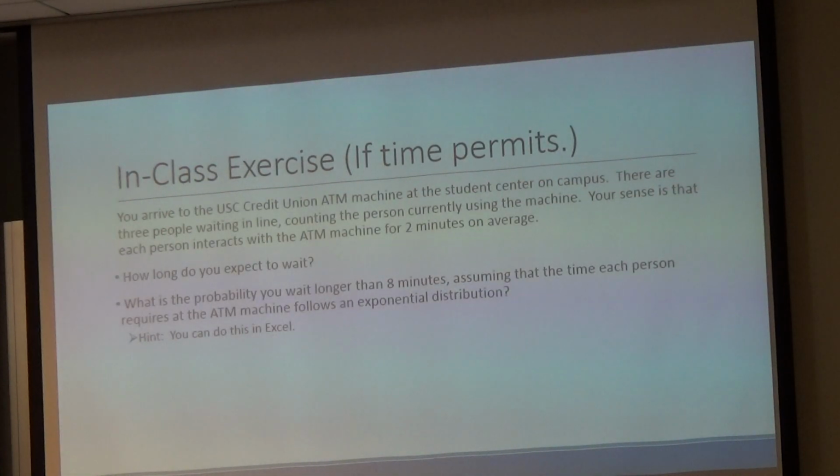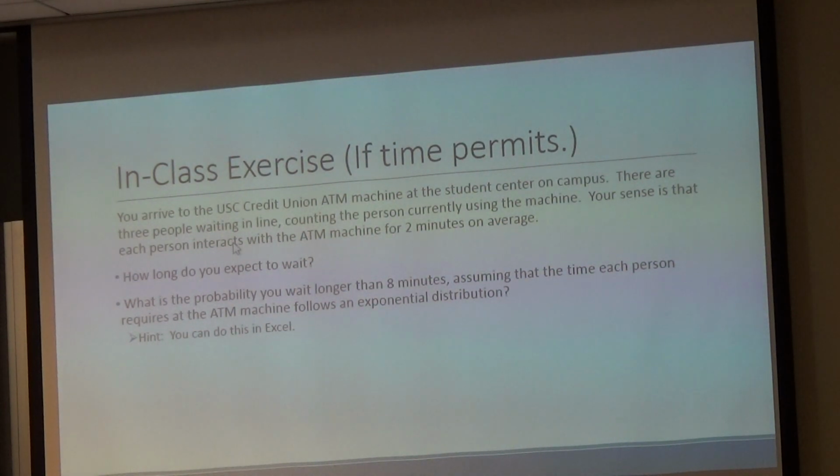Okay, so now it's your turn. I've got the in-class exercise on figuring out stuff about the gamma. It's potentially not the most real-life exercise in the world, but you can imagine, if you're thinking about arrival traffic, this gamma is coming up because it's time between event occurrences. So you're arriving at the USC Credit Union ATM machine at the Student Center. There's just one of them.